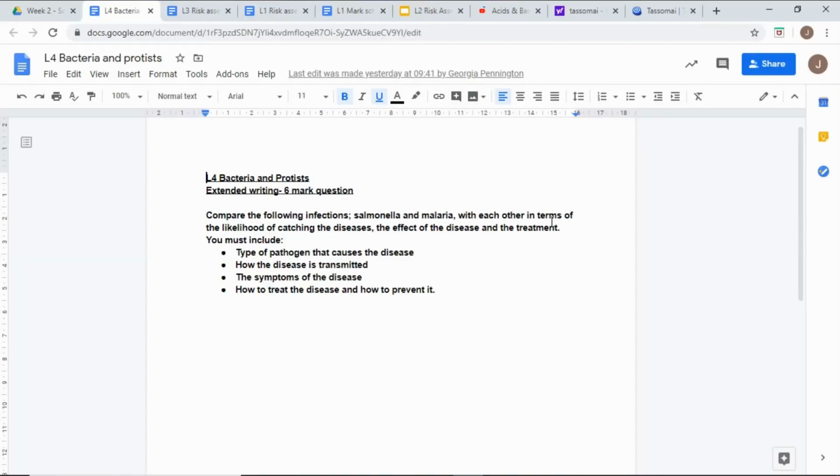Comparing things is where you talk about one thing and the other thing at the same time. So you might be saying that they both do something, or one does one thing and one does the other thing, but you need to talk about them in the same sentence. For example, malaria is caused by a protist, whereas salmonella is caused by a bacterium. Salmonella causes fever, as does malaria. However, salmonella has other symptoms such as vomiting and diarrhea. It's talking about them in the same sentence, comparing them side by side. That's what comparisons are about, similarities and differences.